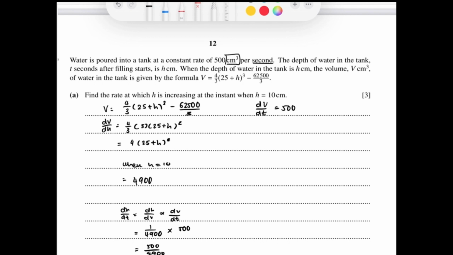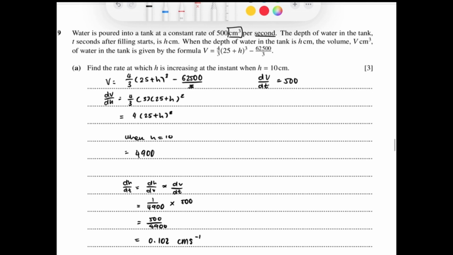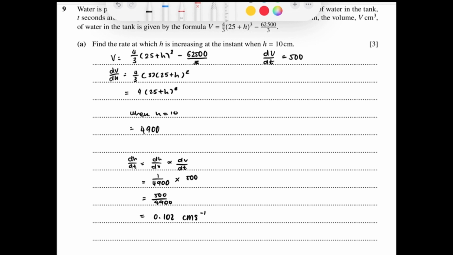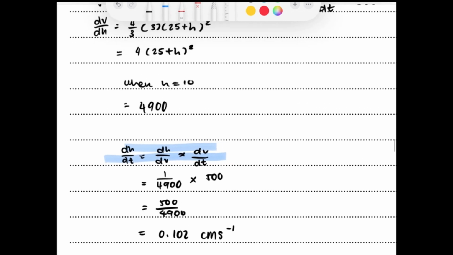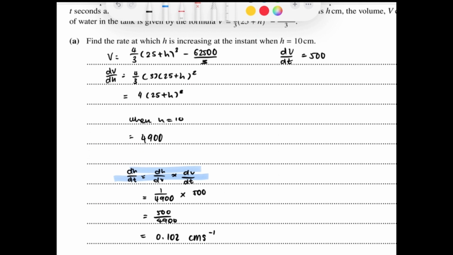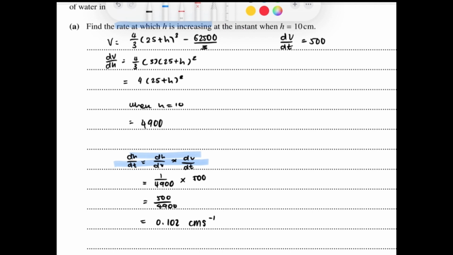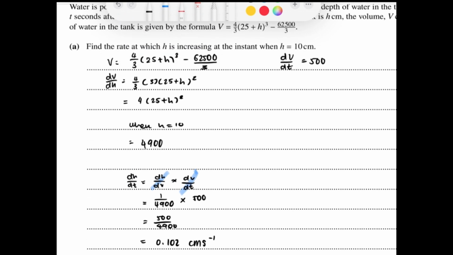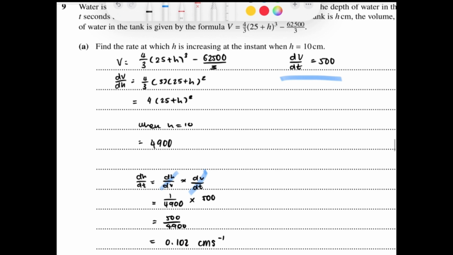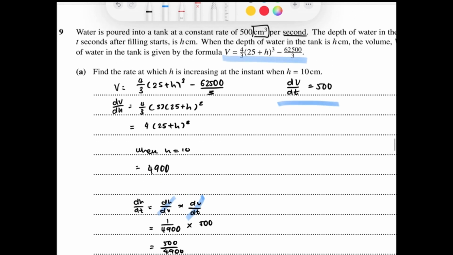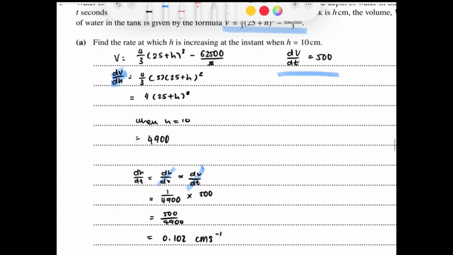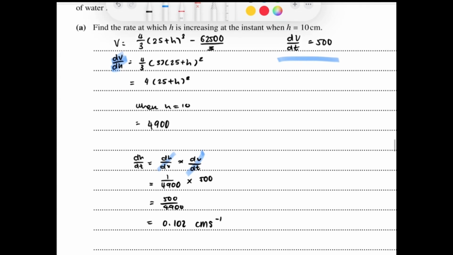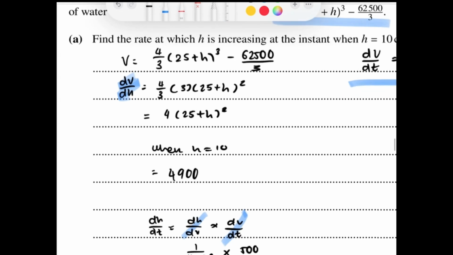So we want to find the rate at which h is increasing when h is equal to 10. So we need to be aware of this formula. We want to find dh over dt because that is what they're asking. To get that, we need dh over dV, and we need dV over dt. So we know dV over dt over here, and we're trying to find dV over dh by differentiation of this formula. It gives you dV over dh, which is the inverse of dh over dV.